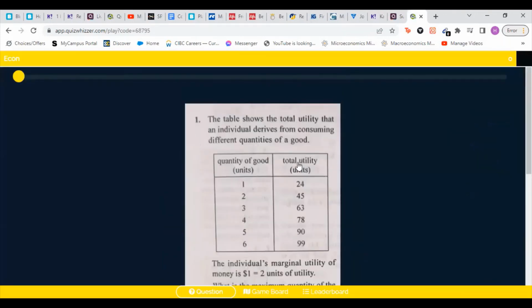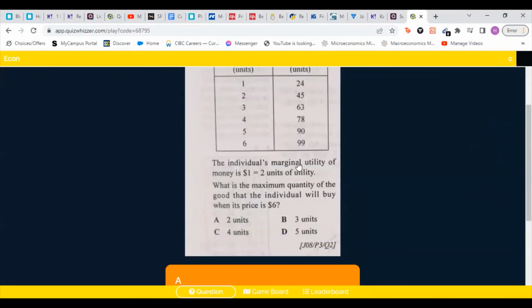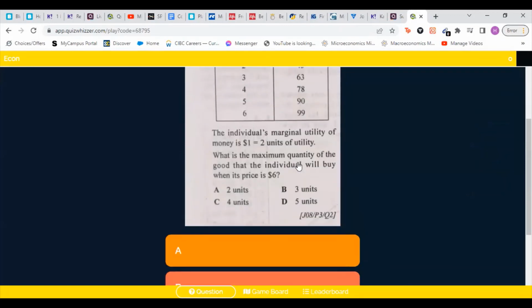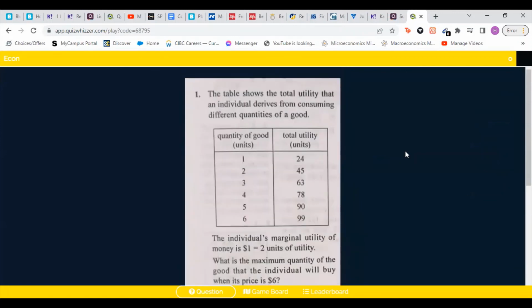So this table shows the total utility that an individual derives from consuming different quantities of a good. The individual's marginal utility of money is $1 equals 2 units of utility. What is the maximum quantity of the good the individual will buy when the price is $6?